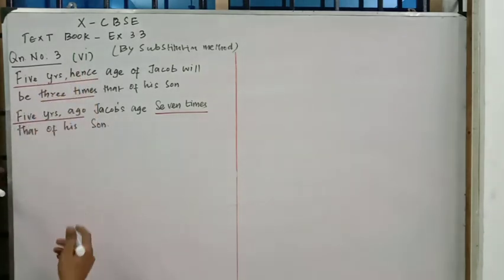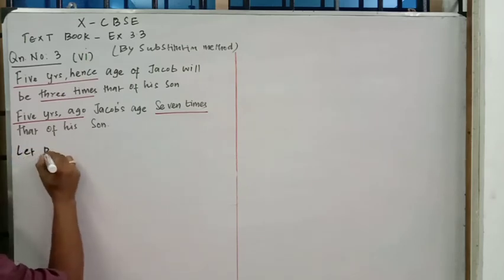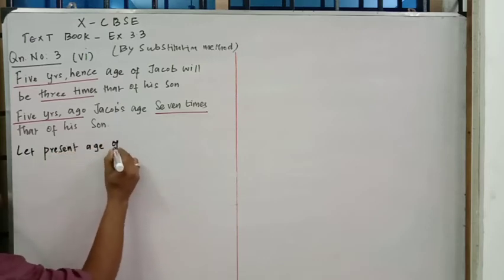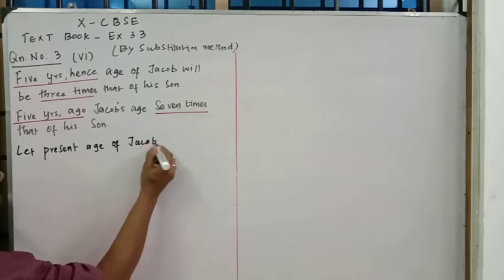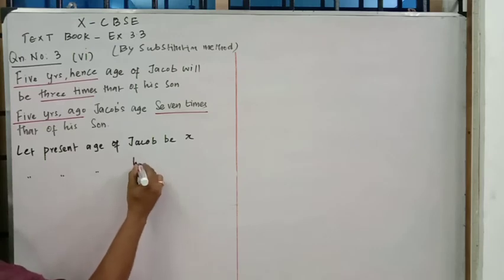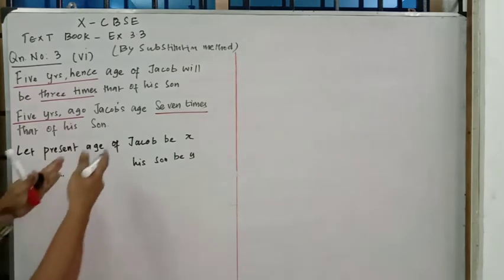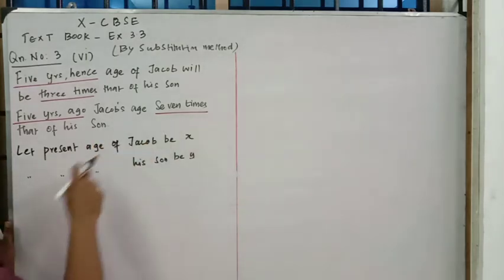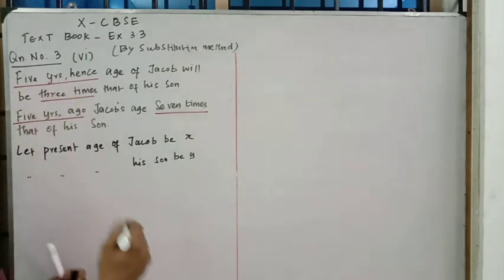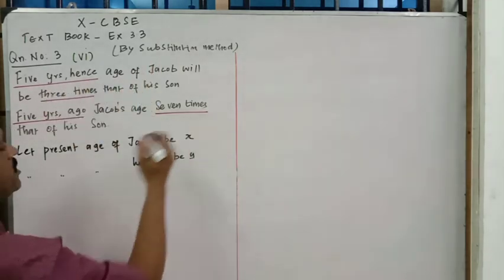5 years hence. So, let the present age of Jacob be X and the present age of his son be Y. This is the present age. Present age of Jacob is X, present age of his son is Y. First condition, 5 years hence. So after the present age, 5 years hence now. That means what?